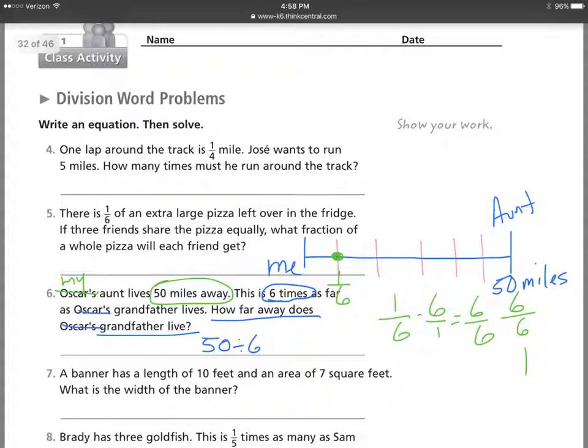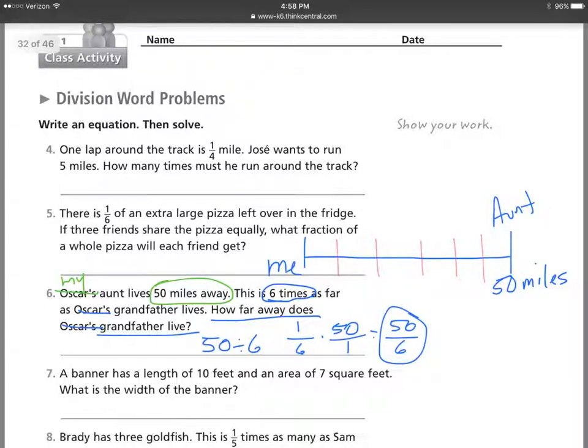You could look at it from a multiplication perspective as well. We're trying to find out what 1/6 of 50 is. That 50 would become 50 over 1. And when you multiply these straight across, you'll see again that 50 times 1 is 50, and 1 times 6 is 6. We end up with a fraction, 50 over 6, which is 50 divided by 6.